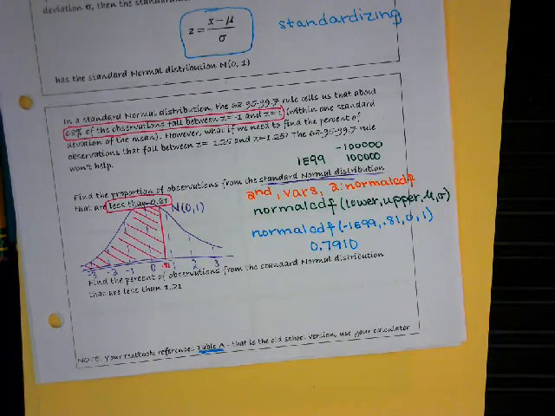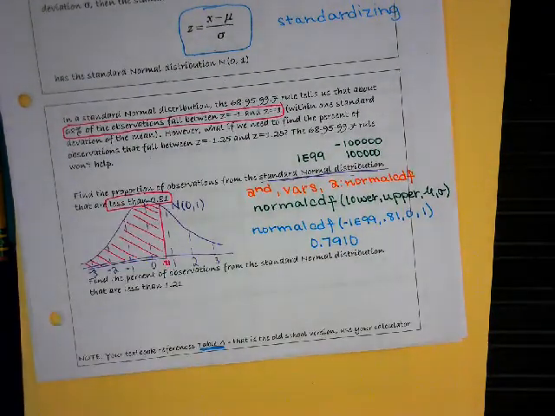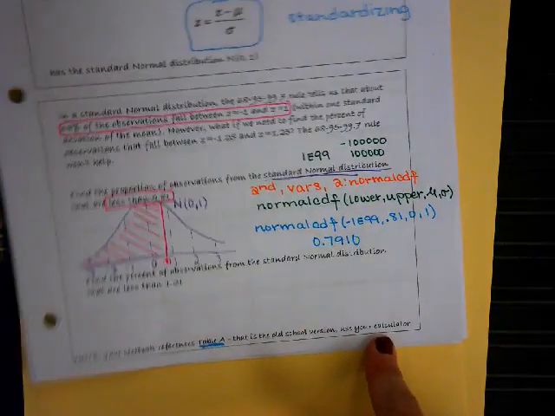This one, I changed the wording because I want you to get used to both. So the next question is: find the percent of the observations from the standard normal distribution that are less than 1.21.